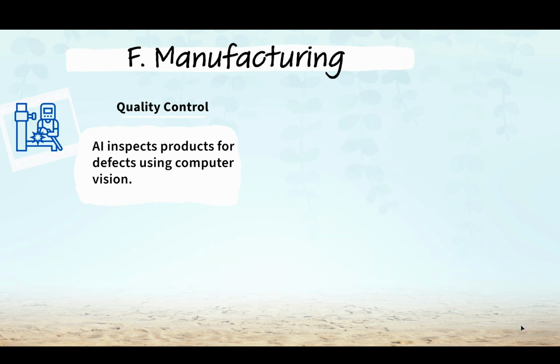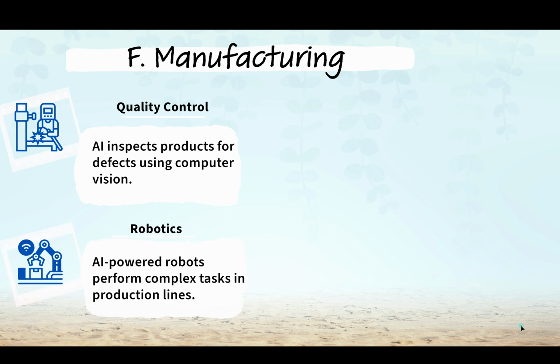F. Manufacturing. Quality control: AI systems, often using computer vision, inspect products on production lines for defects. These systems can detect even the smallest inconsistencies or flaws in products, ensuring higher accuracy and faster quality checks compared to manual inspections. Robotics: AI-powered robots are increasingly used in manufacturing to perform complex tasks such as assembly, welding, and packaging. These robots can work faster and more precisely than humans, improving efficiency and reducing errors in production lines.